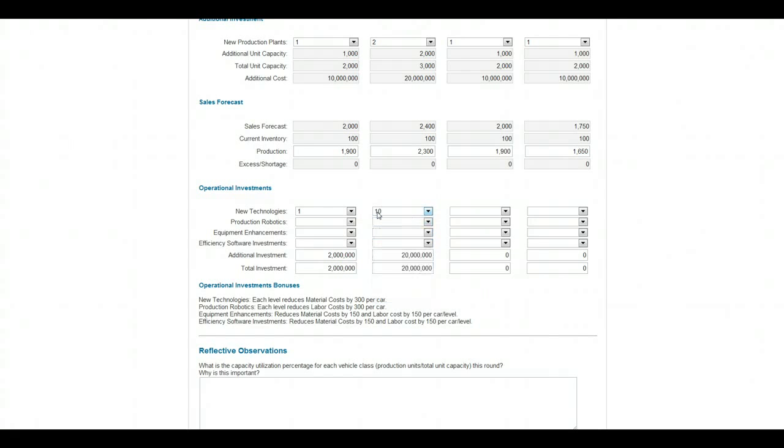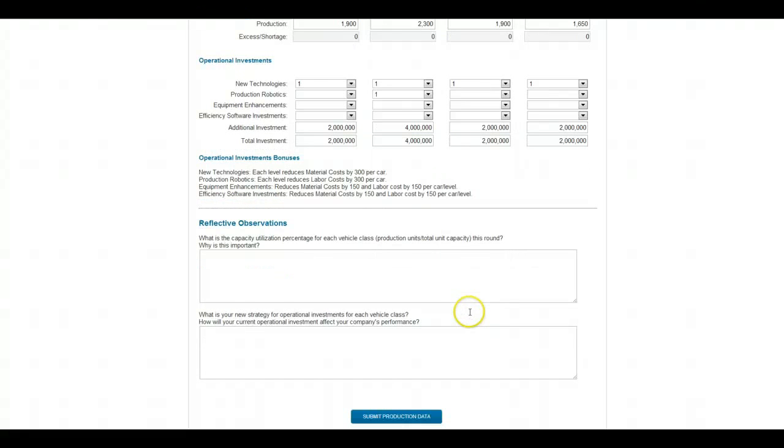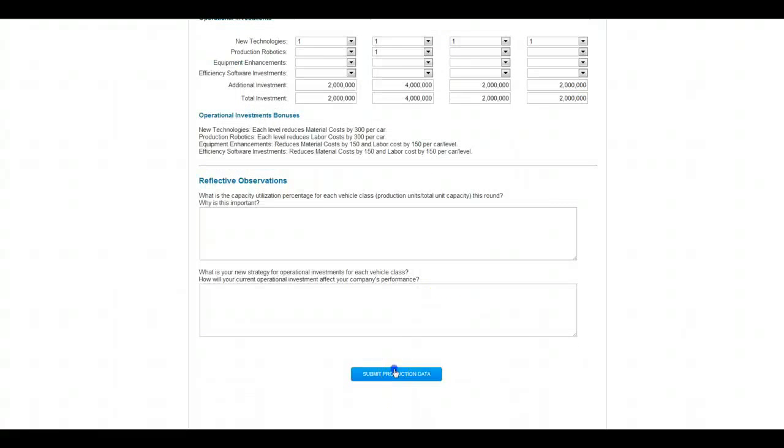Now, what do I get for that $2 million? Where am I? Oops, I don't want 10 levels. I can't afford that. Do it again. Okay, so I'm going to buy 1 level for each vehicle. And for every 1 level I purchase, I get a $300 cost reduction for my car. So not this round, but next round, I'll see a little spot in the sales page, it'll show me my cost reduction. So maybe I'll actually get 2 levels here. Okay. And I'm going to submit my production data.